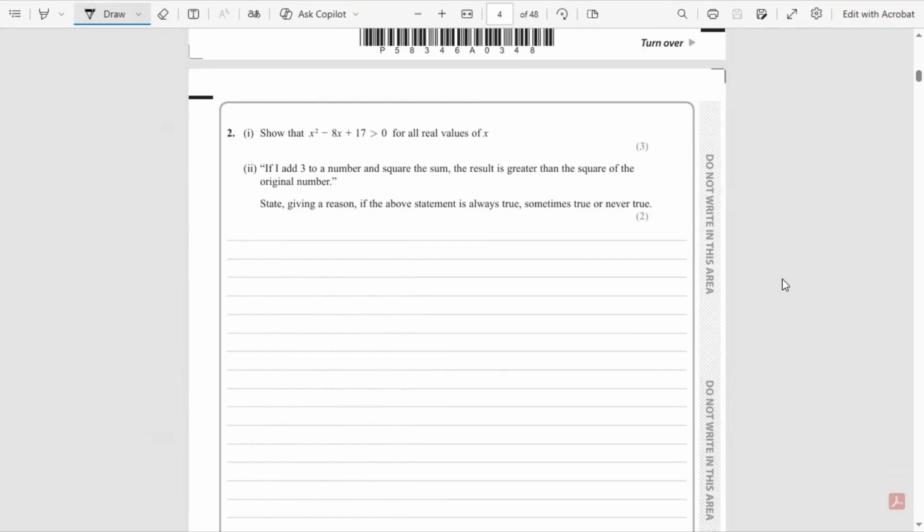Hi everyone. So in this video, we're going to work through a Year 12 Pure Maths question from the 2018 AS paper. Part i to the question says, show that x squared minus 8x plus 17 is greater than 0 for all real values of x.